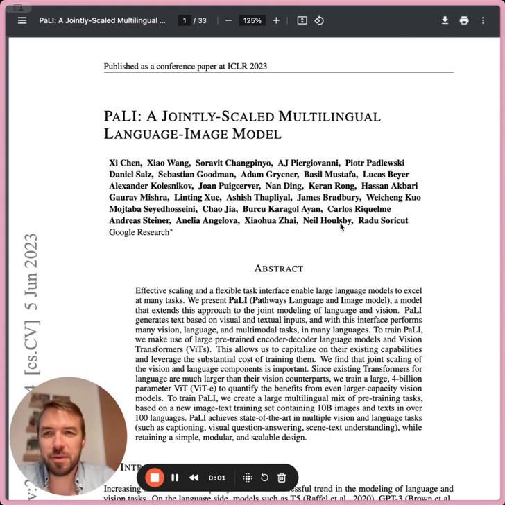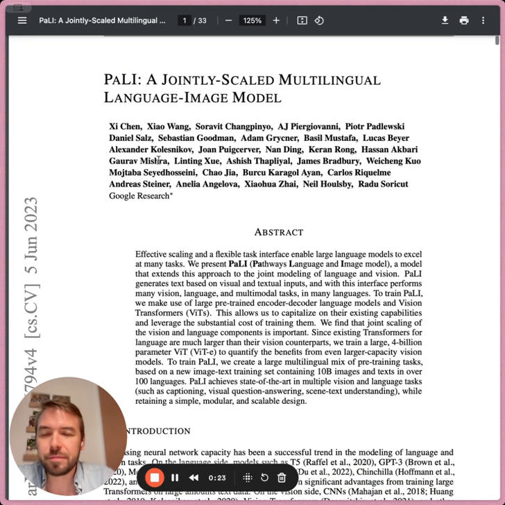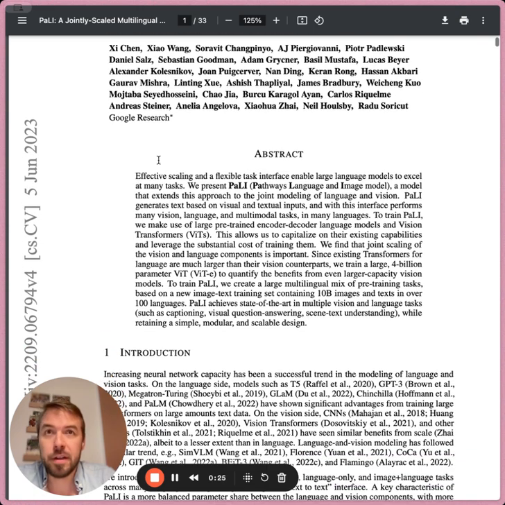Hello. Today we'll talk about PaLI, a jointly scaled multilingual language image model, which is again in the series from CLIP to PaLI. As you can see, this model is already called PaLI, so this builds on the PaLM model, which was Pathways Language Model, and this is Pathways Language Image Model. One of the contributions of this paper is related to scaling, figuring out that jointly scaling language and image models together is a sensible thing to do.